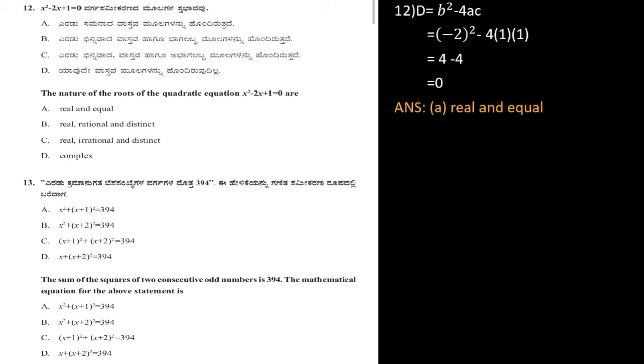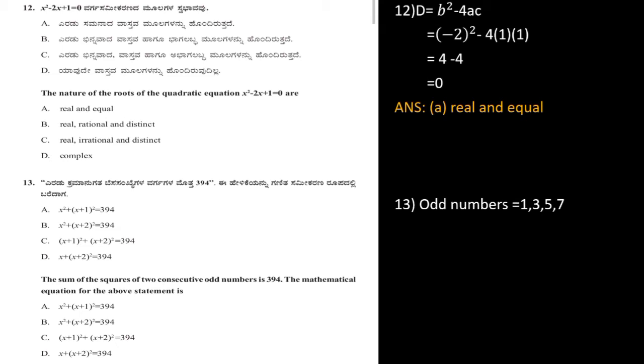Next we have the 8th one. The sum of the squares of two consecutive odd numbers is 394. The mathematical equation for the above statement is. Here they said we need to have odd numbers. Odd numbers means what? 1, 3, 5, 7. Here we need to see the options. If we substitute x is equal to 1, we will get the term we need to see.